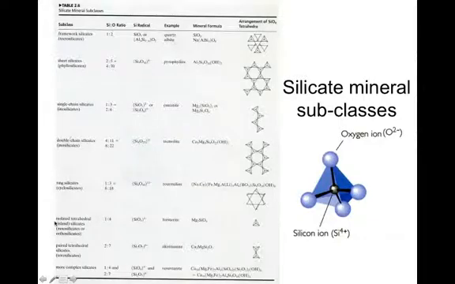Then we have isolated tetrahedra. Nesosilicates is how I often refer to them, and those include olivine, and those have a silicon to oxygen ratio of 1 to 4. And finally, the last group that I'll talk about are the sorosilicates, that are pairs of tetrahedra. I'll show you some examples of more common minerals than this, but they have a silicon to oxygen ratio of 2 to 7.